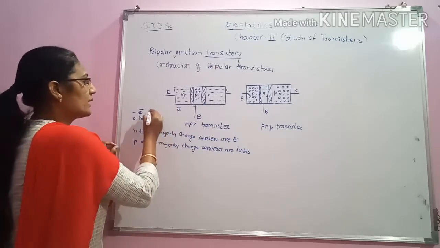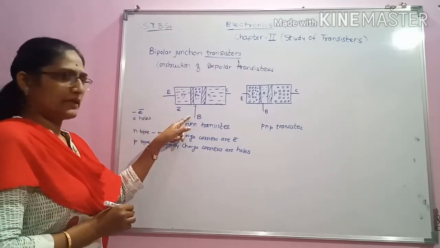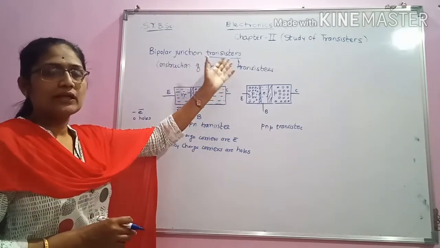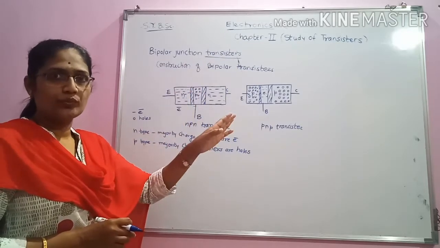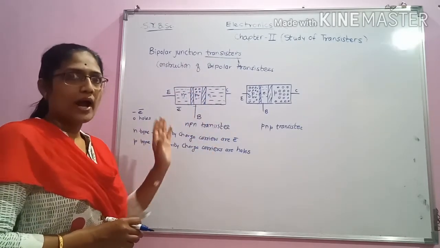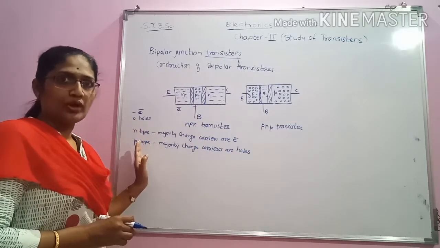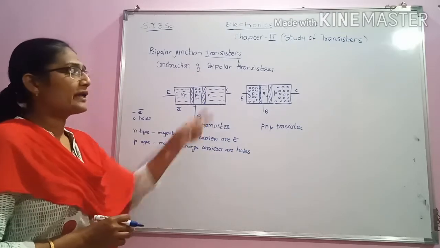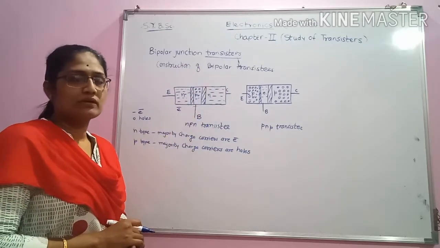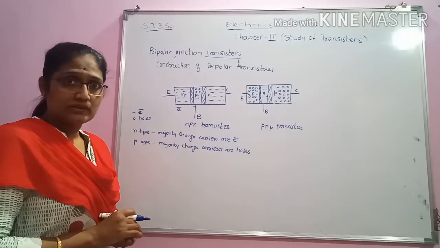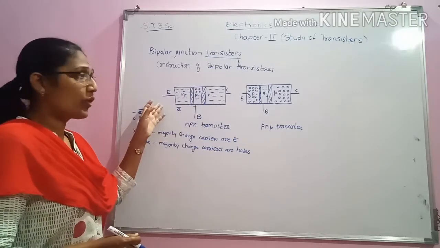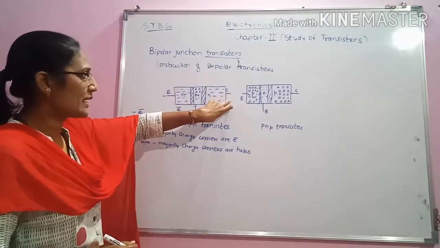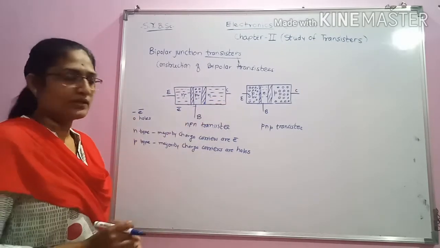Just now I have told you about the biasing of the transistor. It means that in order to get higher output than input, or higher power than input, there is use of biasing. One has to bias the transistor. There are various methods to bias transistors, but in general the emitter base junction is forward biased and the collector base junction is reverse biased.